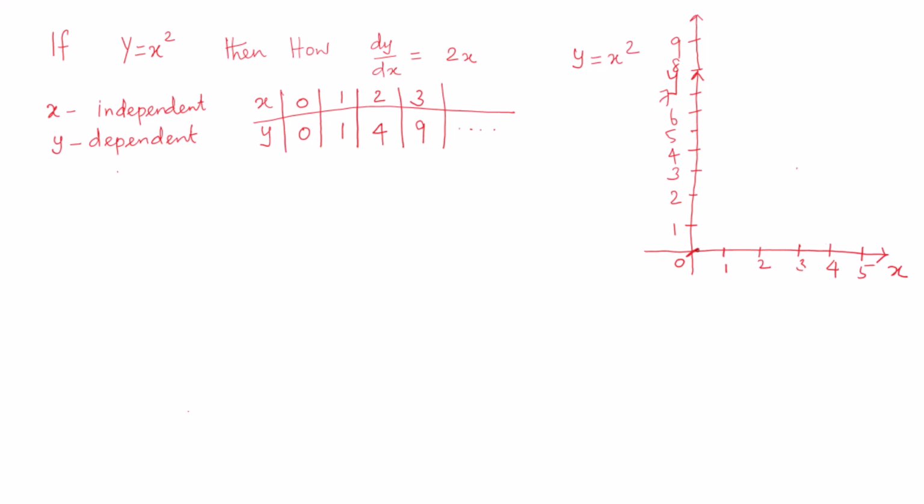So 0, 0 will be the origin. 1, 1 will be the point. 2, 4, so 2, 4. 3, 9, 3, 9. Just like this. If you plot the graph, it will be just like a parabola. Just like this, it is a parabola. The equation is y equal to x square.